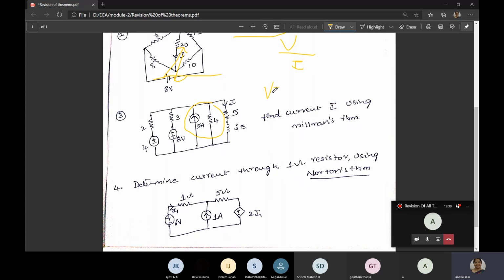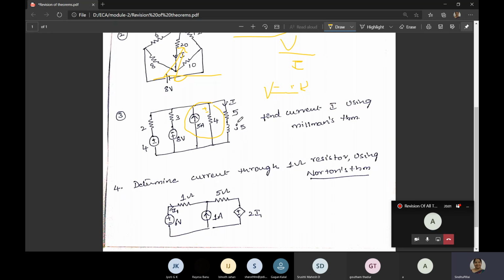So V is equal to I into R. Just convert it into a voltage source, and the polarity is plus minus. Wherever the arrow is there, you have to put plus, then minus, and put this 4 ohm resistor in series with the voltage source. Then you convert this into a single voltage source with a series resistor. Just find out the current here.